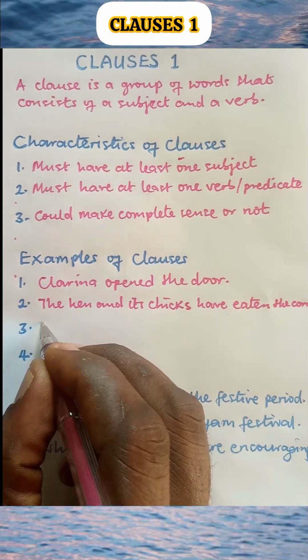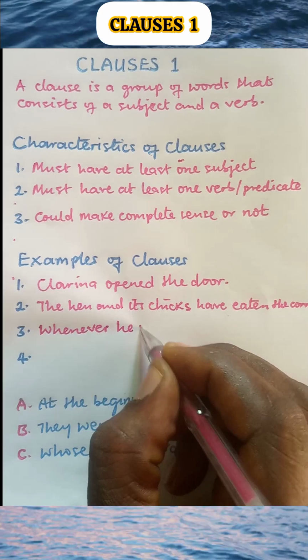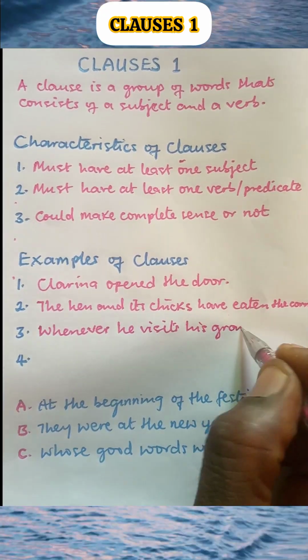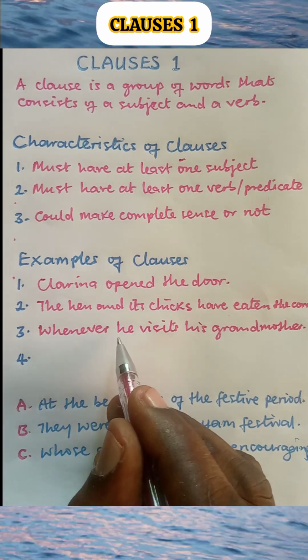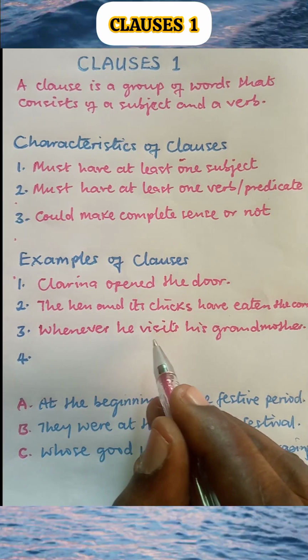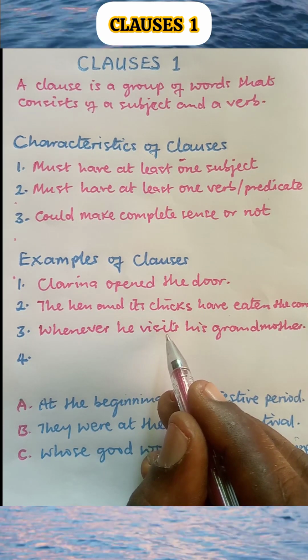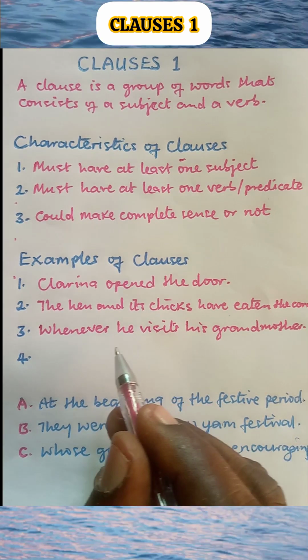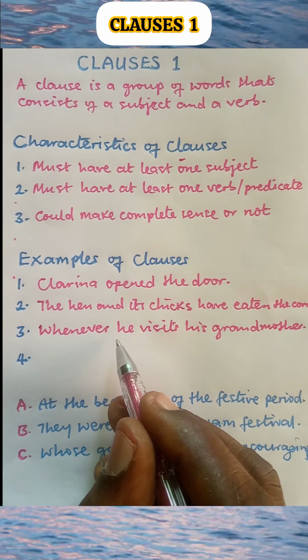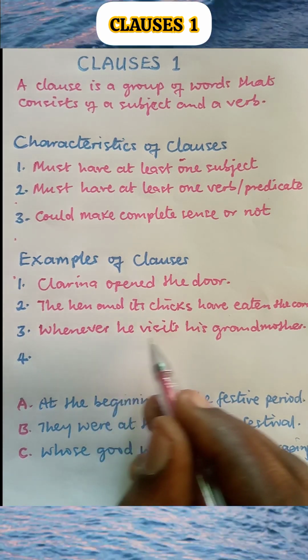Let us look at example 3. Whenever he visits his grandmother. Now, this group of words also has a subject, he, and a verb, visits. However, it does not make complete sense. It shows that something is missing. It is therefore an example of a clause that doesn't make complete sense.